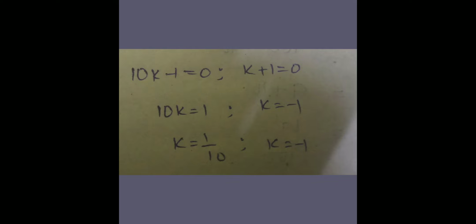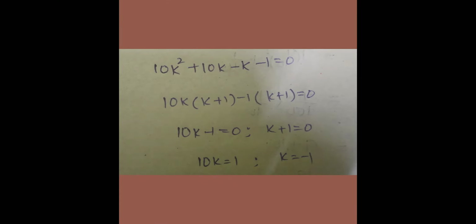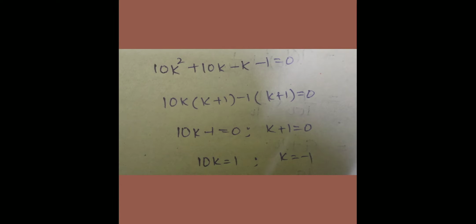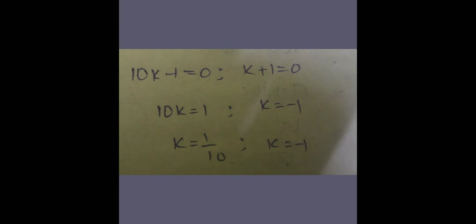Already at the very beginning of the video we discussed that probabilities are always positive. If we take the k value equals minus 1, the probability of 1 is minus 1, probability of 2 is minus 2, and so on. So the probabilities are always positive, so we cannot use the negative value. So we take the value k equals 1 by 10.